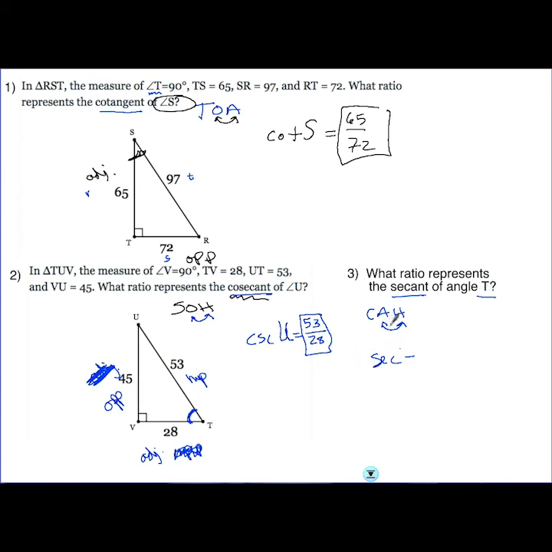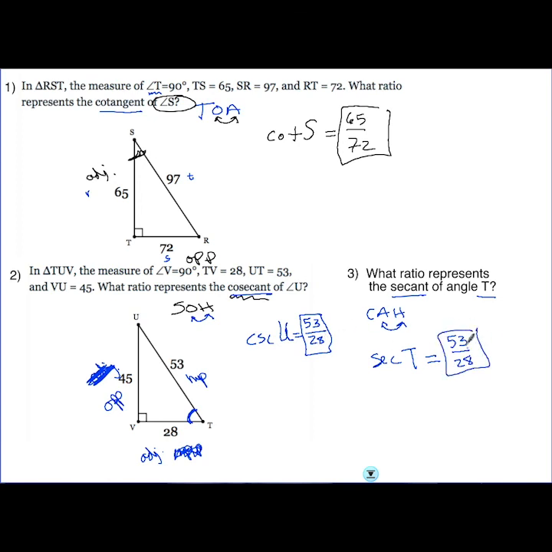So secant, I'm going to flip these, of angle T. Let's clean this up just a little bit. So secant of angle T equals hypotenuse over adjacent. So 53 over adjacent. And then I simplify that, done deal, there.